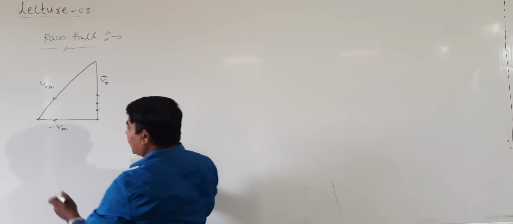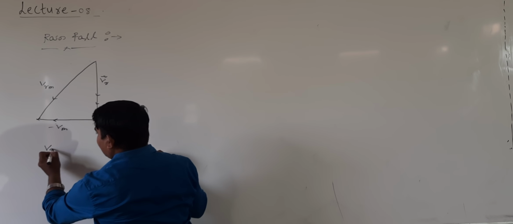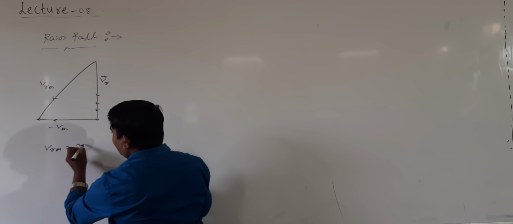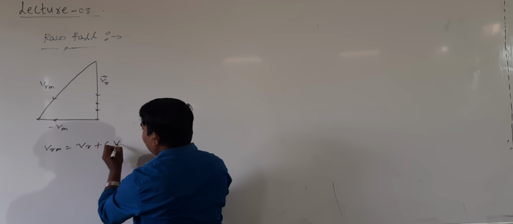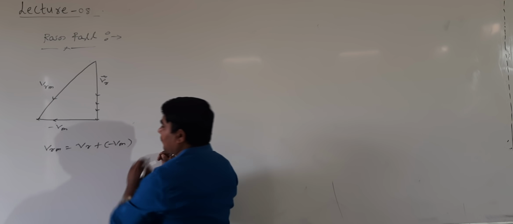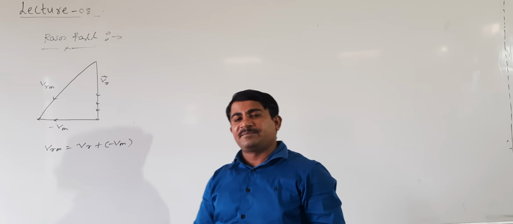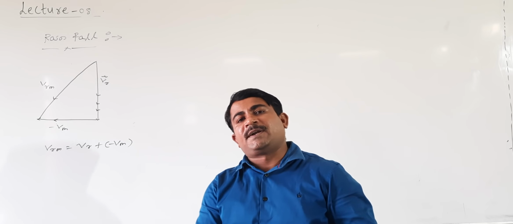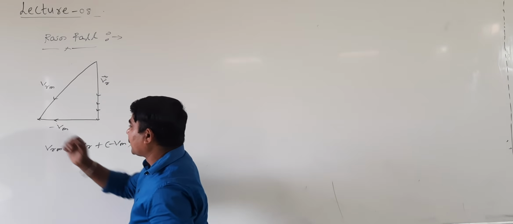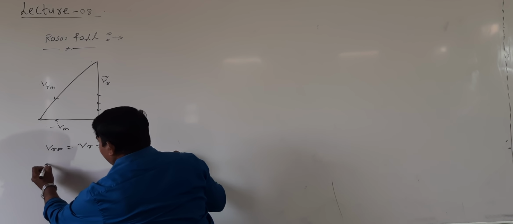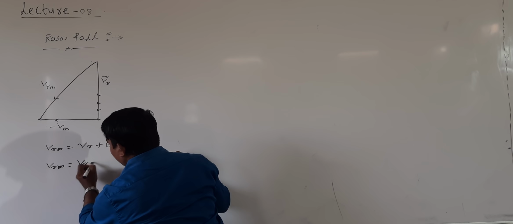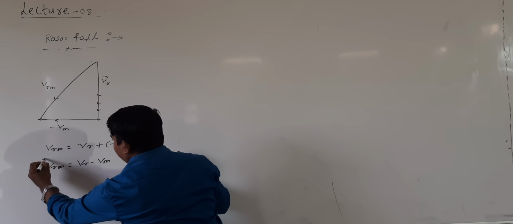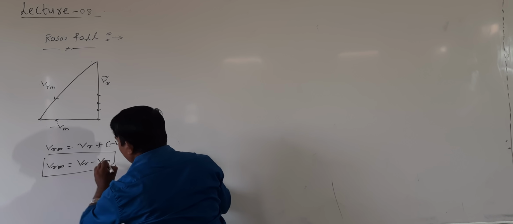How to represent the relative velocity here? The relative velocity of rain with respect to the person can be done. Actually, rain plus relative velocity of the person. I am taking Vm as a negative value, because it is in the negative direction. Then the relative velocity of rain with respect to the person can be represented as Vr minus Vm.